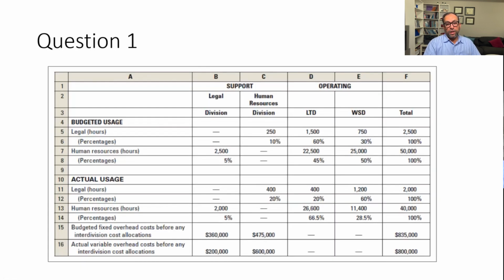Now keep in mind that our earlier example was simple. We applied a single rate method, but here more information is given, in the sense that there is some fixed cost of these two support departments, and there is some variable cost that these support departments are providing. And there is a budgeted allocation rate and an actual allocation rate. Now we have to use all this information to use the dual rate method, right? The dual rate method, not the single rate method. So the dual rate method we are going to apply.